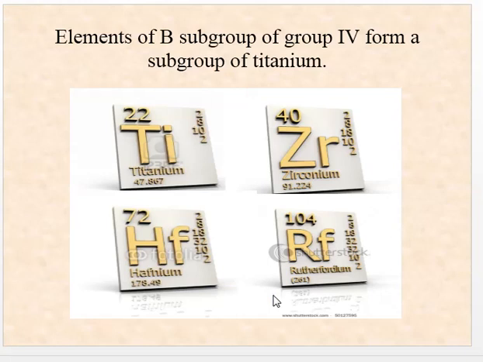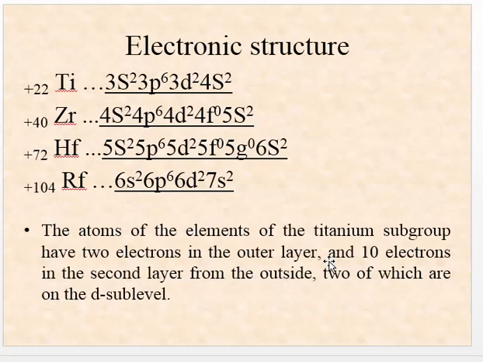But now we go to the fourth B subgroup. This subgroup is the titanium subgroup: titanium, zirconium, hafnium, and rutherfordium. About the electronic structure of each element for titanium, zirconium, hafnium, and rutherfordium.